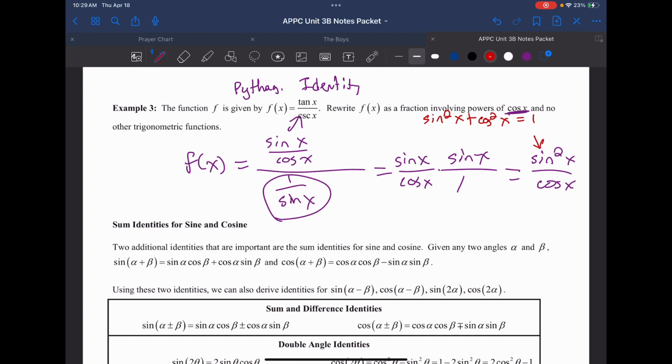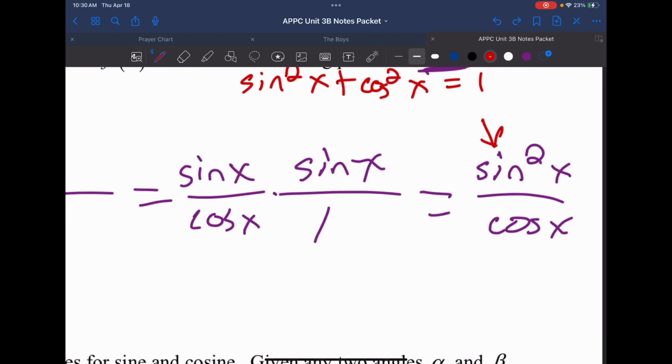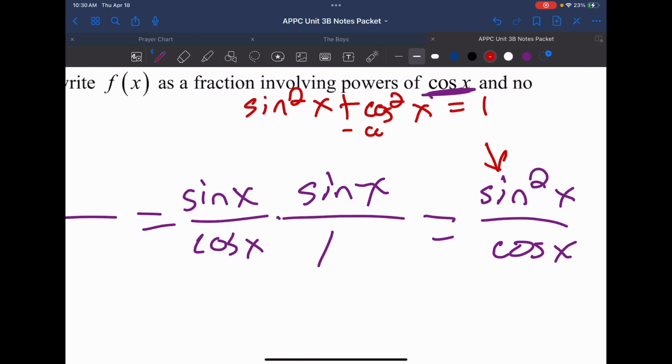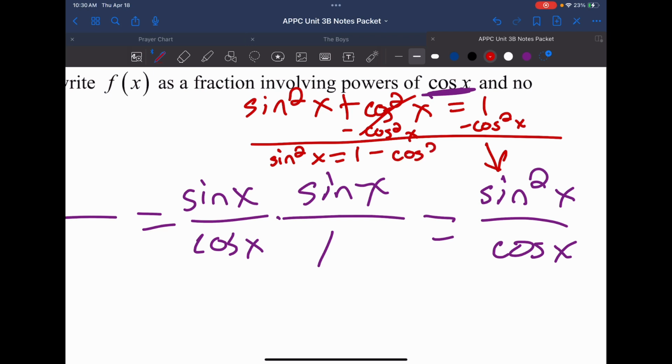If I want to plug this into my equation, let's isolate sine squared really quick. So let's subtract cosine squared x on both sides. And that's going to give me sine squared x equals 1 minus cosine squared x. So using that Pythagorean identity, I've got this expression that I can plug in for sine squared.